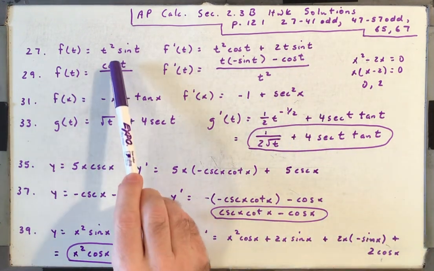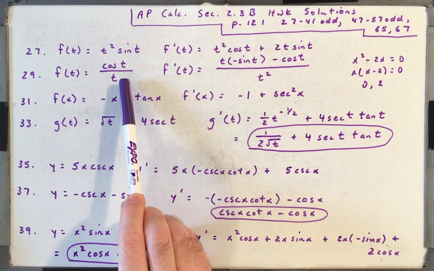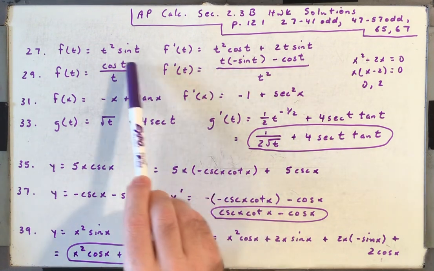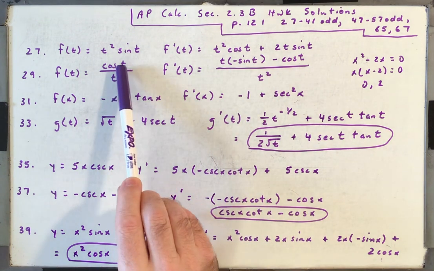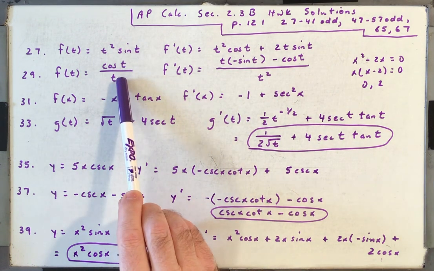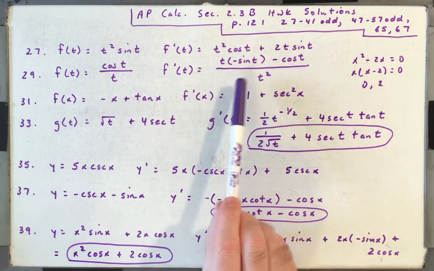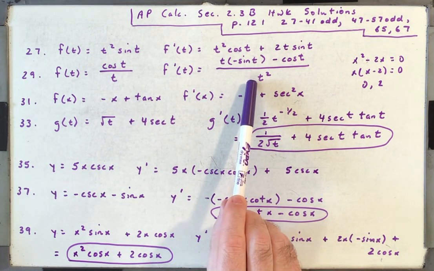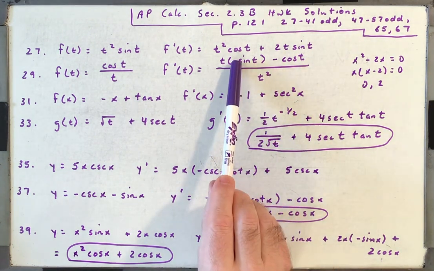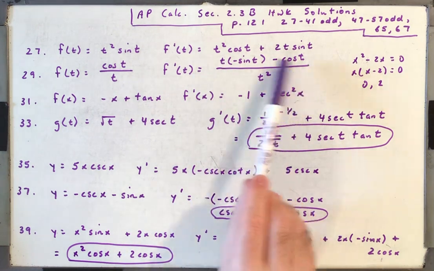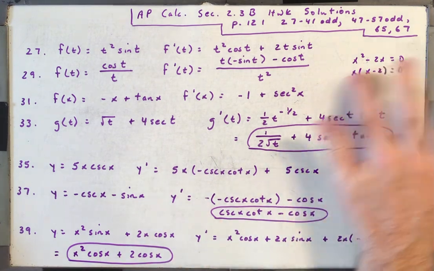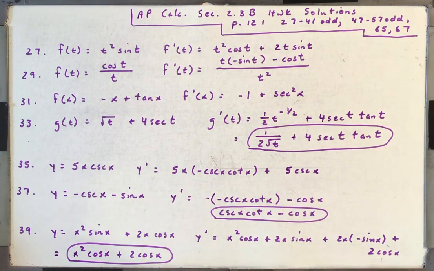All right, 29, we've got cosine t over t. We're going to use the quotient rule. So it's the bottom, t, times the derivative of cosine t, which is negative sine t, minus the top, cosine t, times the derivative of the bottom, which is 1, all over the bottom squared, t squared. We could bring the negative out front and make it negative t sine t, but otherwise there's not really much you need to do there.